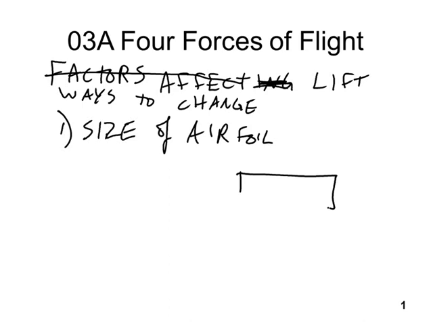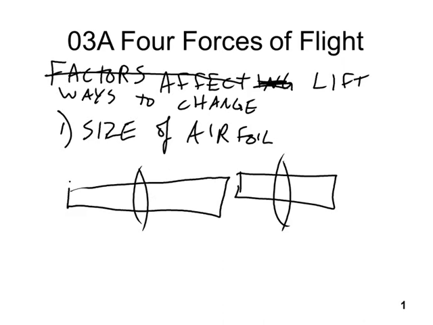If we make an airfoil that's this big, let's say here's an airplane with a wing, and we take the same airplane and put a really big wing on it, and we do the same thing to it, fly it through the air, the one with the bigger wing gets more lift. Hopefully this is reasonably intuitive.